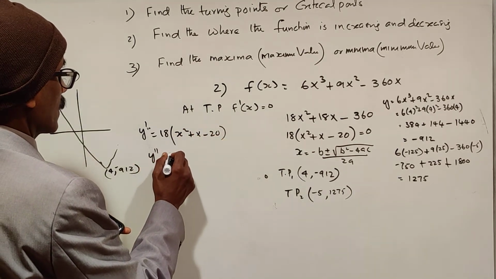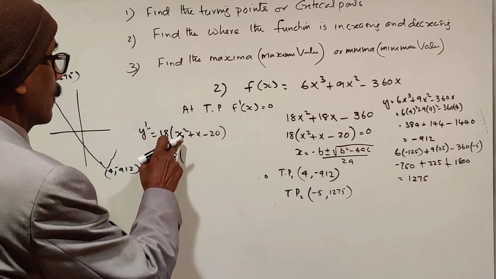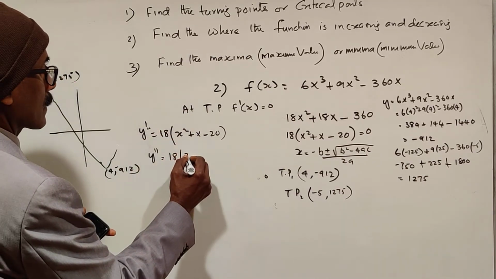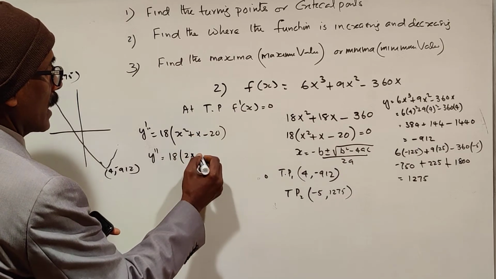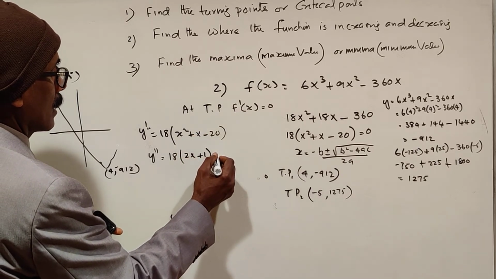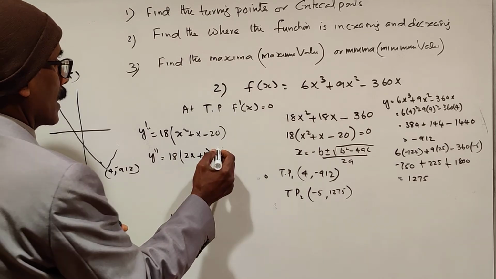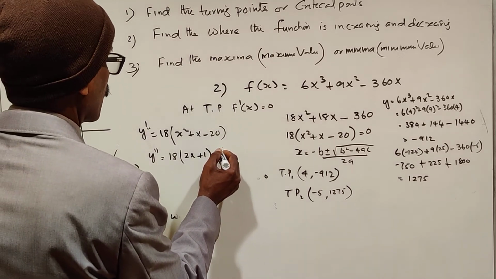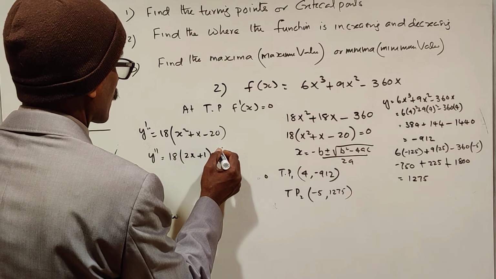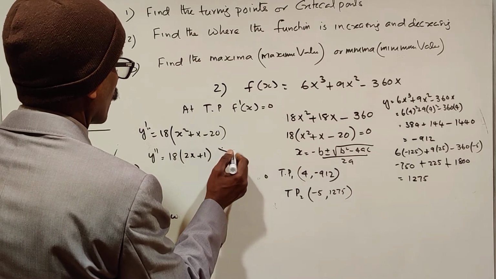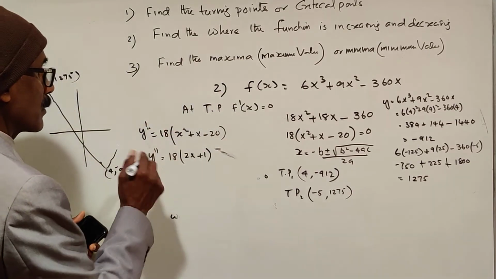y double dash equals 18, a constant, just leave it. What is the derivative of x square? 2x. What is the derivative of x plus 1? Okay. We need to find out the turning points, maximum and minimum.